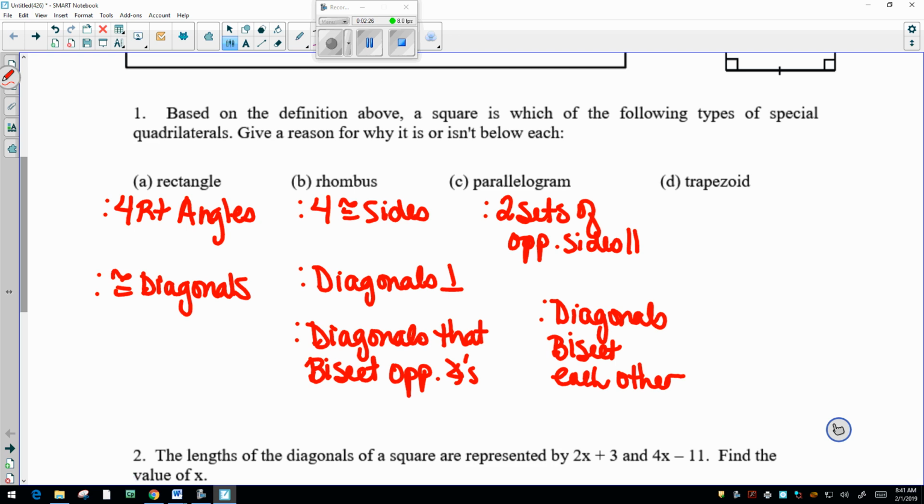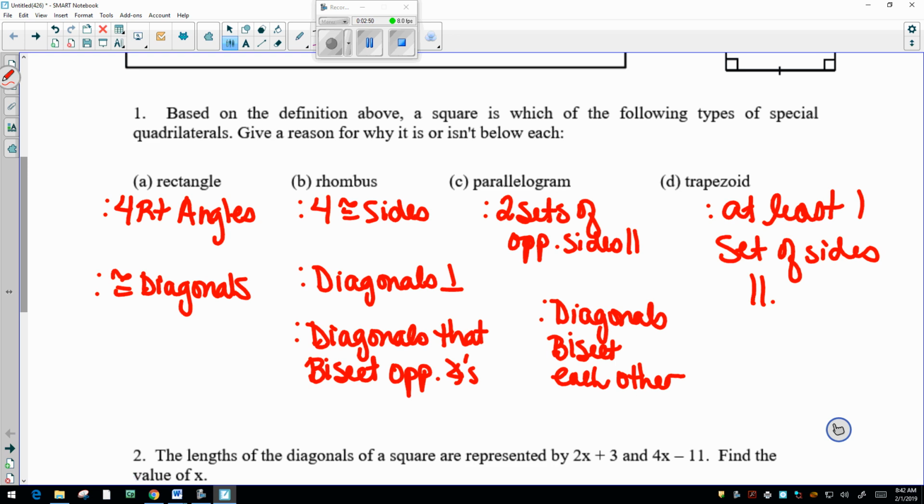And then lastly, a trapezoid. Trapezoid's definition is a quadrilateral with at least 1 set of sides parallel, which a square definitely has since it also has the 2 sets. So I can say yes because that characteristic is at least 1 set of sides are parallel. So I can see it looks like all 4 of these.